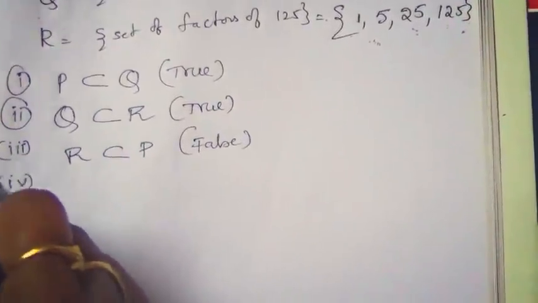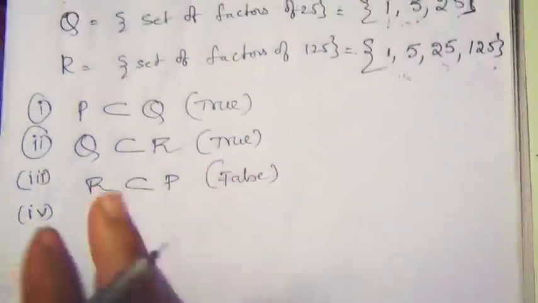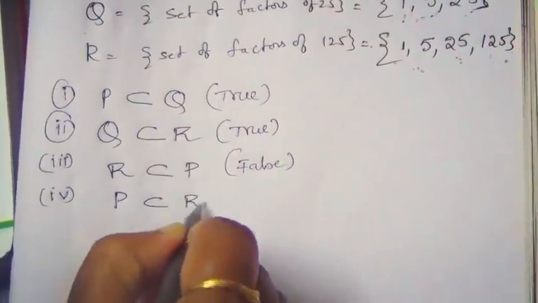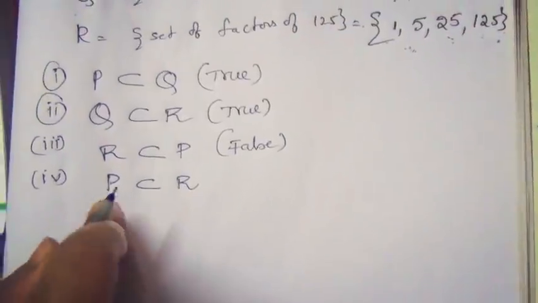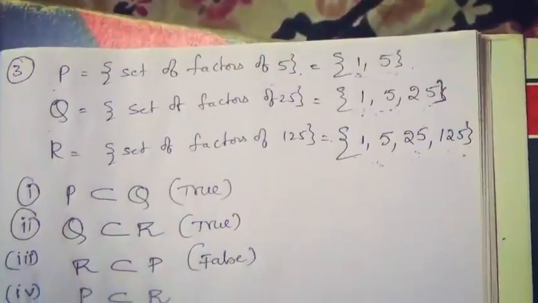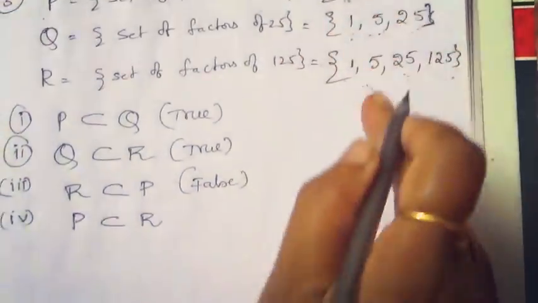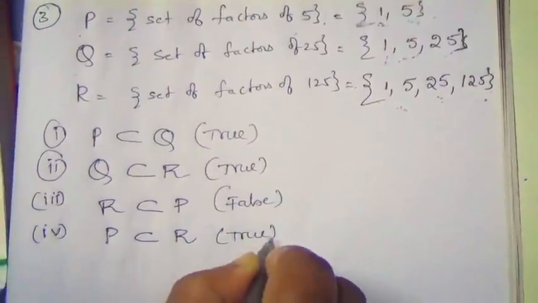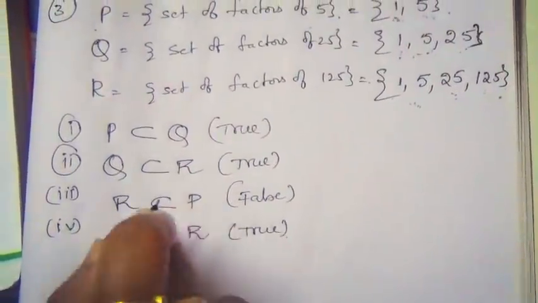And the fourth option also, I just want to check it once. So P is a subset of R. Is it correct? Do all the elements of P belong to R? Yes. Why? Because 1, 5 belong to R. Hence, it was a true statement. So our answer is the third one. You have to write like this.